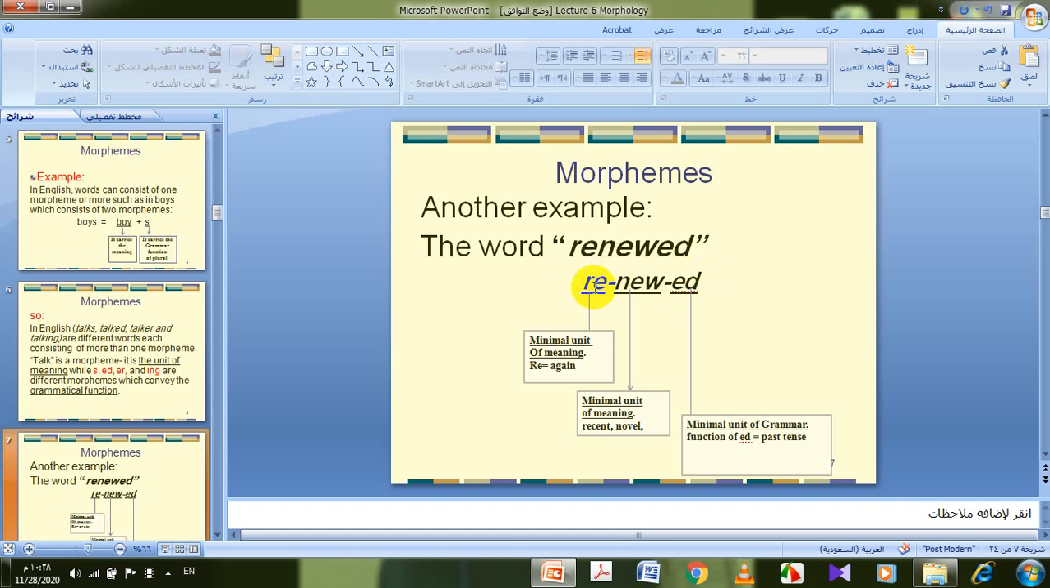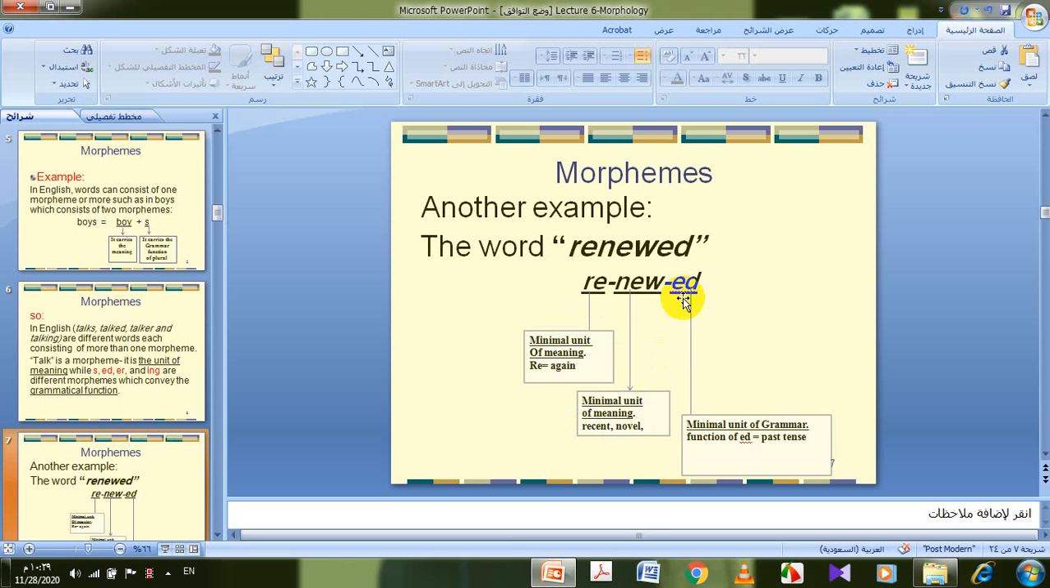So here we have an example that consists of three morphemes. Okay, new, and ed. Means again, so it carries meaning. So it is a minimal unit of meaning. New also is a minimal unit of meaning. Means recent or novel. Novel also here means new. So it is another minimal unit of meaning.